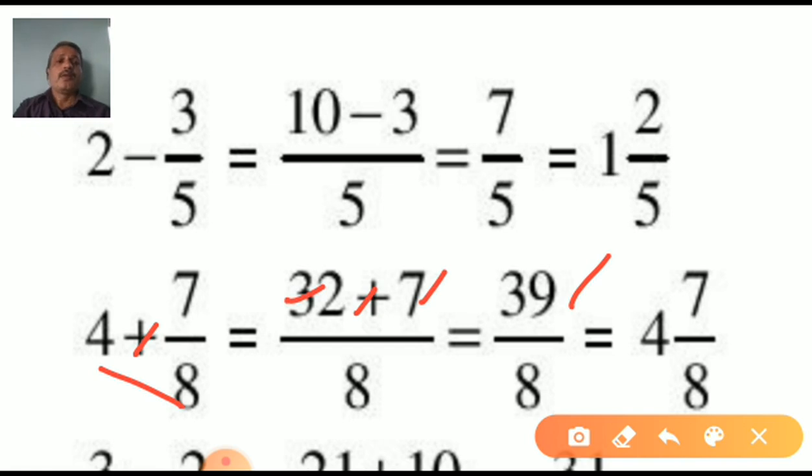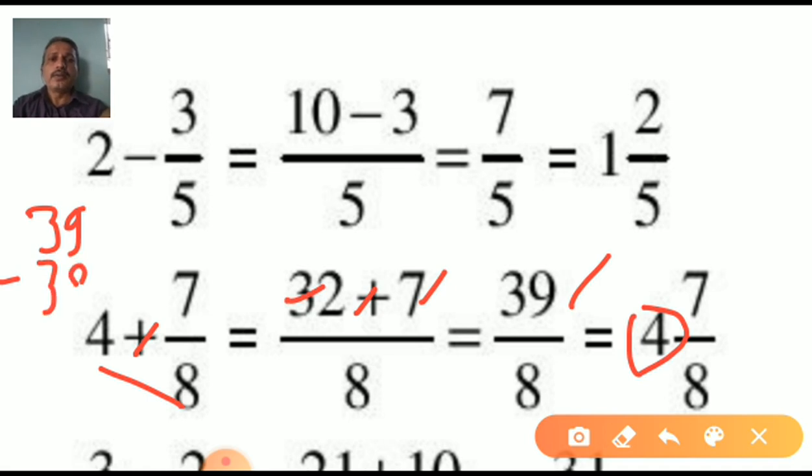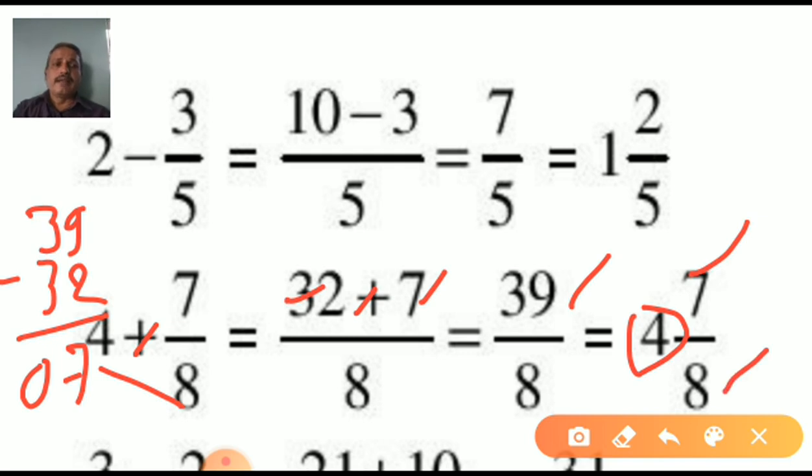Sorry, student. Look here. 39 is divided by 8. You have to count up to 39 in the 8 table. 8 fours are 32. So 4 is written here, and what is left from 39 to 32? 39 minus 32. Yes, student, you can do all these things in your rough work, or you can do it in your mind. 9 minus 2 is 7, and 3 minus 3 is 0. That's why 7 will be written on the numerator side, and 8 remains as it is.